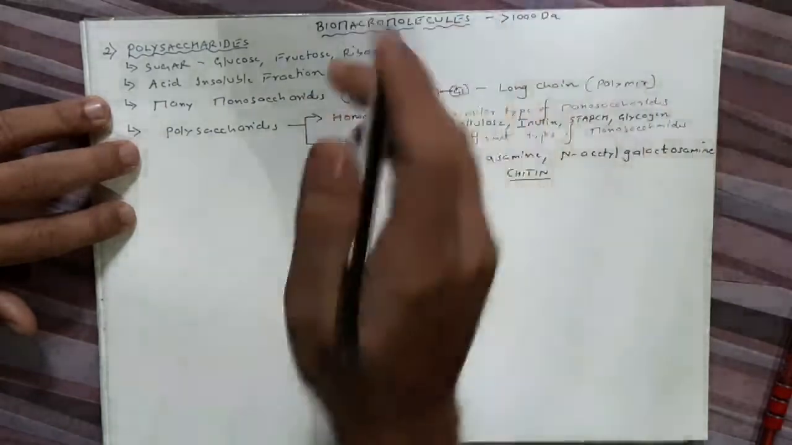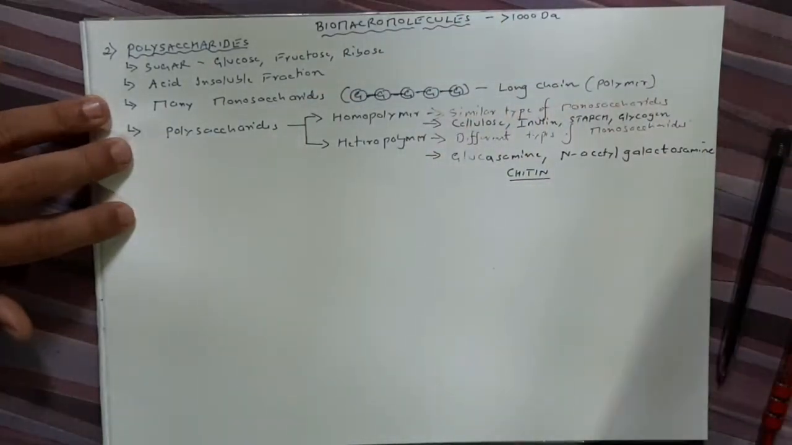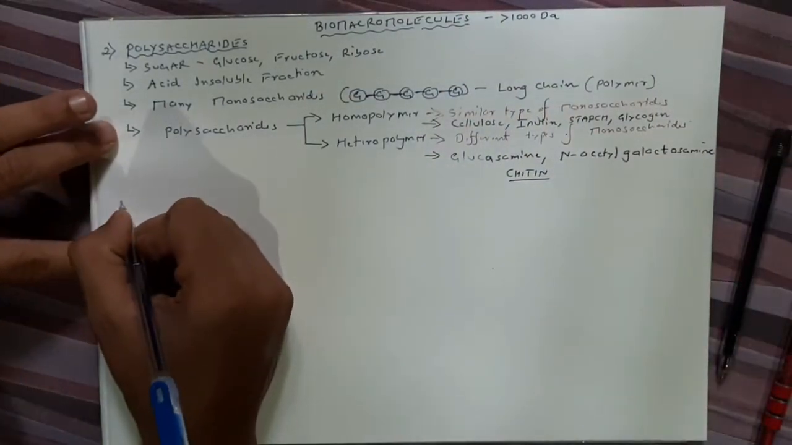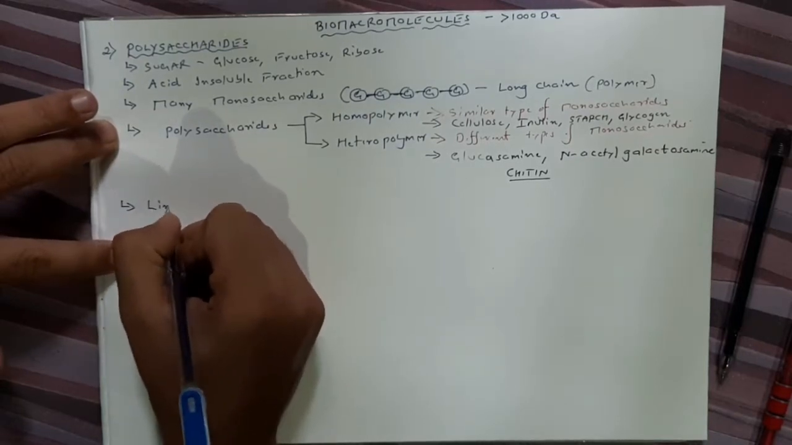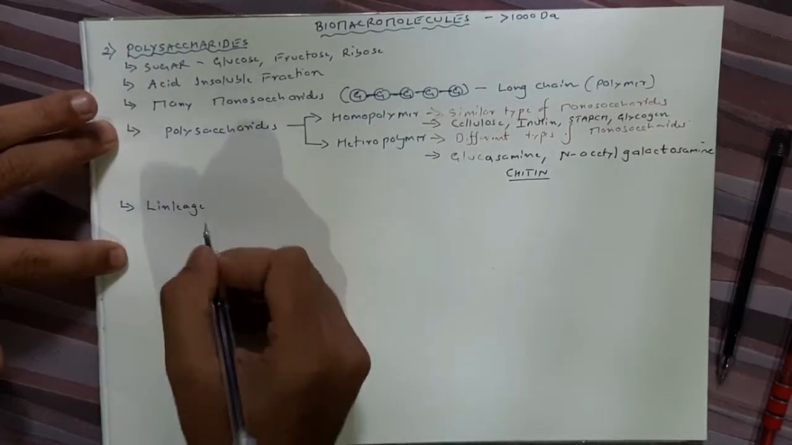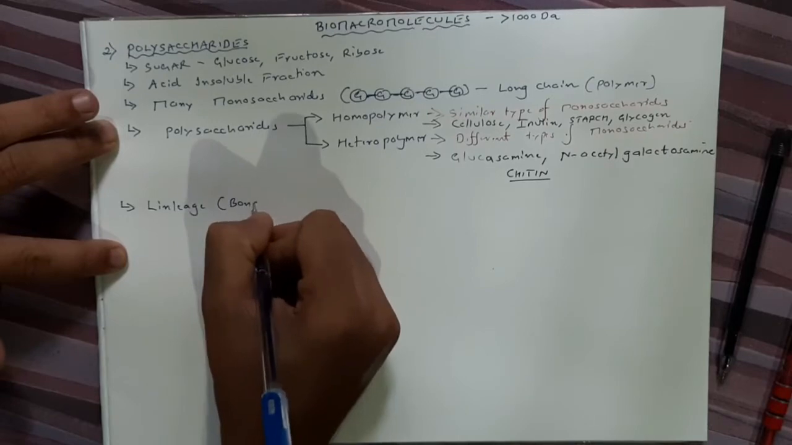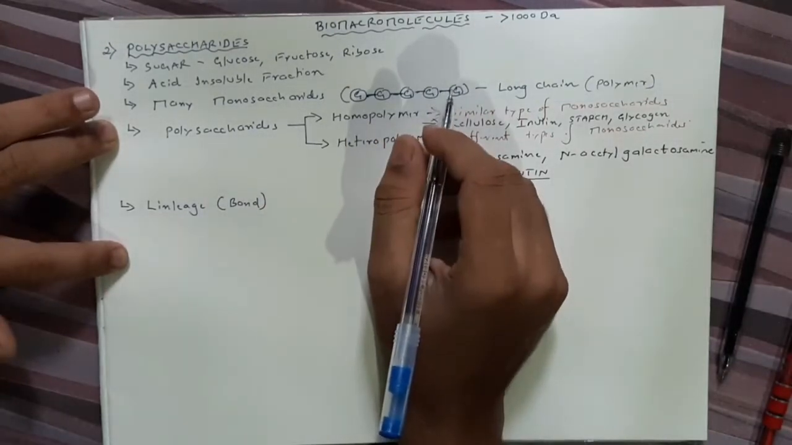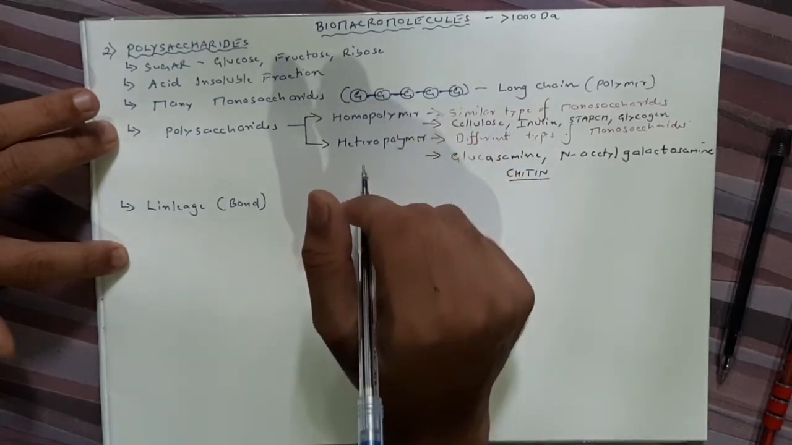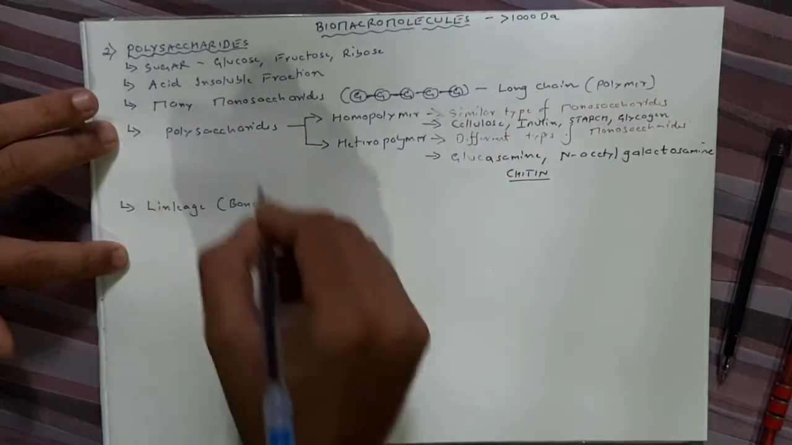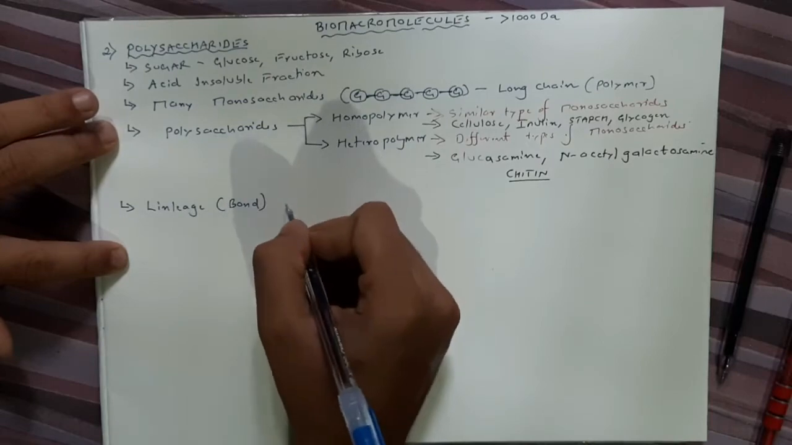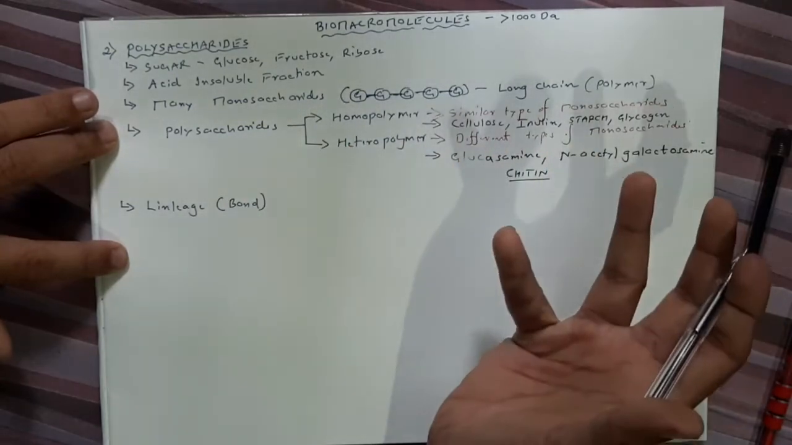Done. Okay, so now let us talk about the linkage. This is very important. Please note this point. Linkage: what kind of bond is there in a polysaccharide? What type of bond? You remember, amino acids are linked by peptide bond, which is nothing but a type of covalent bond. So linkage is the bond in a chain of polysaccharide, homopolymer or heteropolymer.